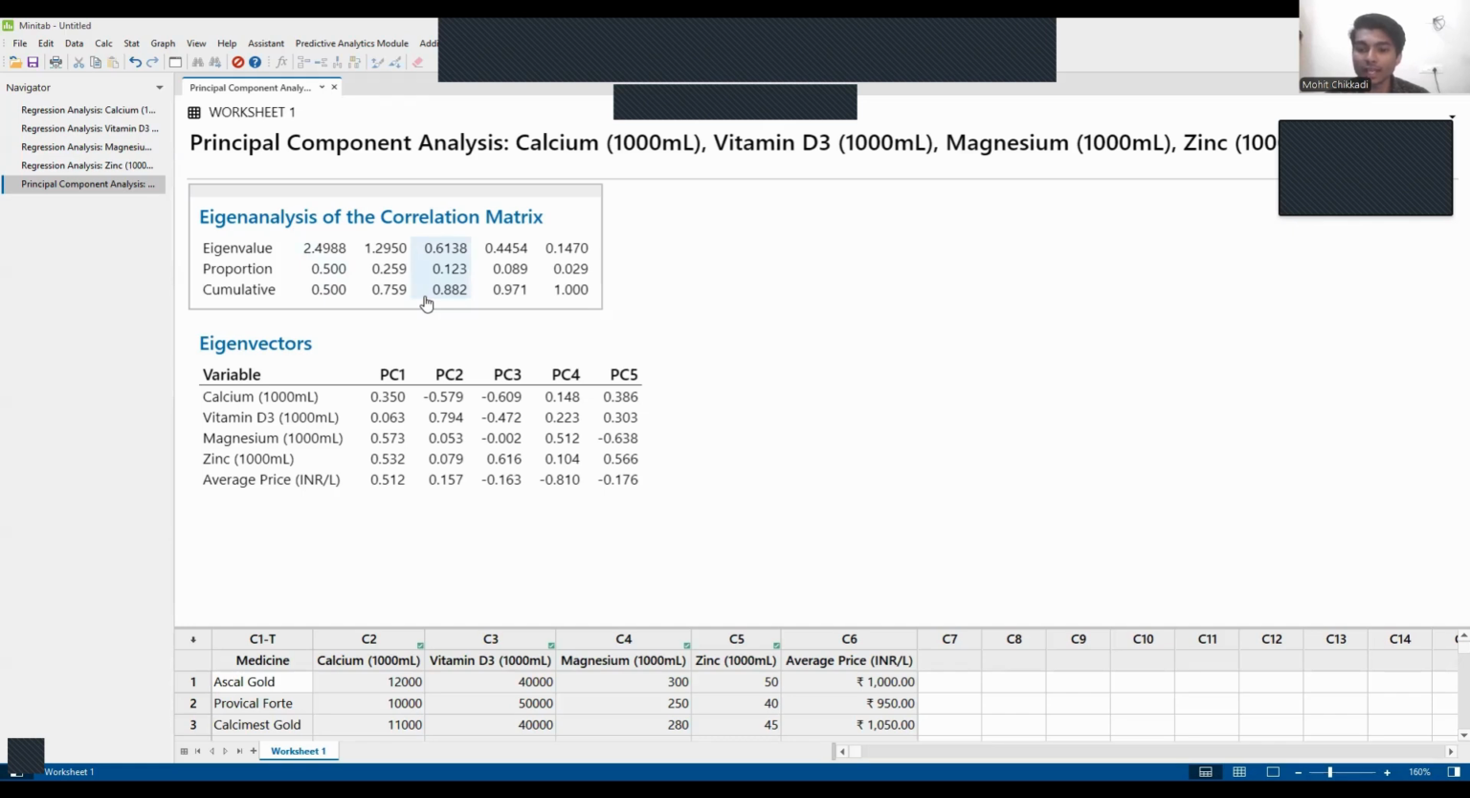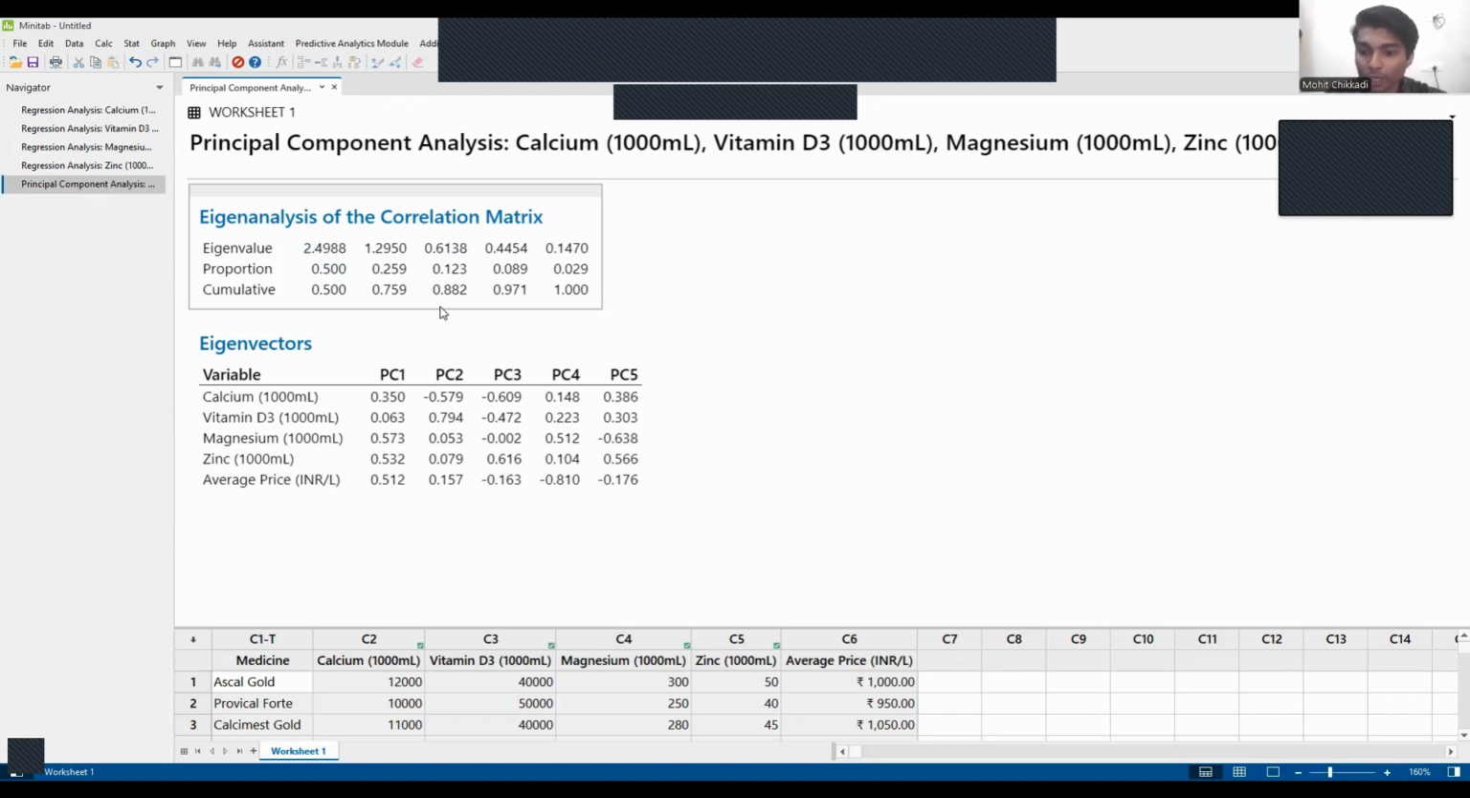Now, understanding the eigenvectors. The real magic happens in the eigenvectors section, also known as the component loadings. These values tell us how much each original variable contributes to each principal component. So let's focus on PC1. We see high positive values of magnesium, zinc, and average price of 0.5, and calcium of 0.35. This means that PC1 is essentially a mix of these minerals with higher average prices.